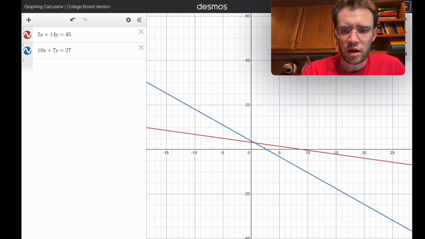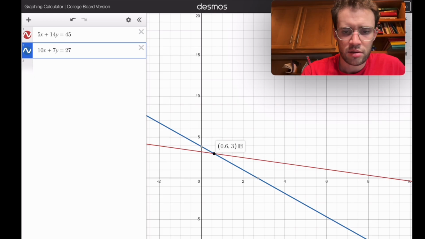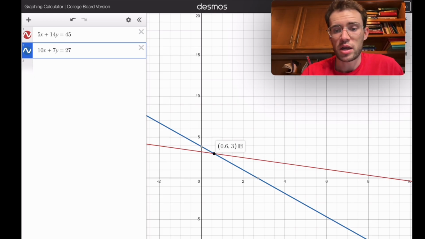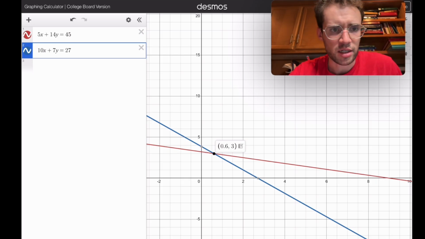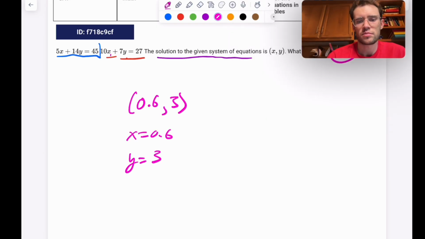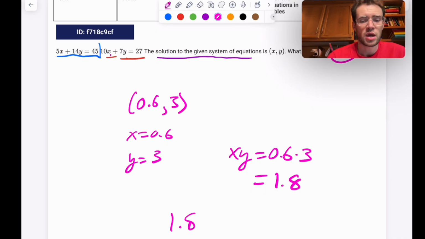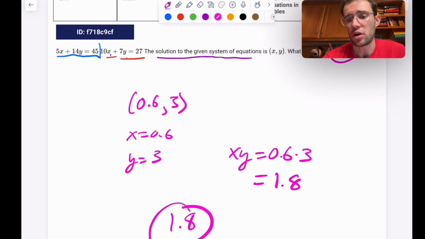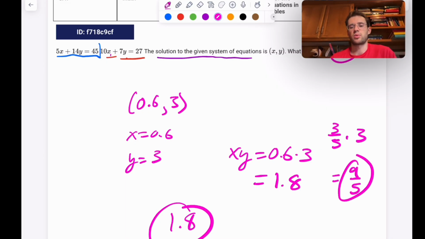Now we can see where they cross. It's this point right here: 0.6 comma 3. So our x value is 0.6 and our y value is 3. Make sure we typed those both in correctly. 0.6 times 3 is 1.8. If you want to write it as a fraction, this is 3/5 times 3, so it gives us 9/5. 9/5 is also an acceptable answer.